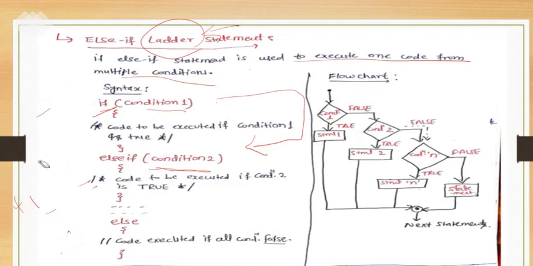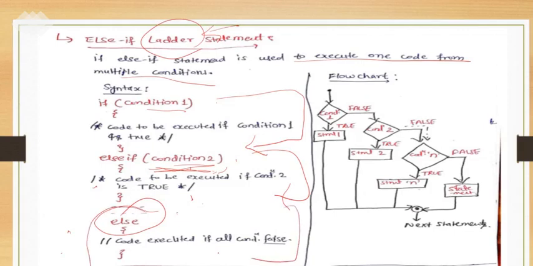But in else if, we have another condition in the else if part. So check it out. If it is false, then check the next condition. If that is false, then check the next condition. You can repeat this any number of times. At last you have to mention the else. If all the conditions you have written with the help of if and else if are false, then by default it will execute the else part, the otherwise option. So that is the difference between if else and the else if ladder.